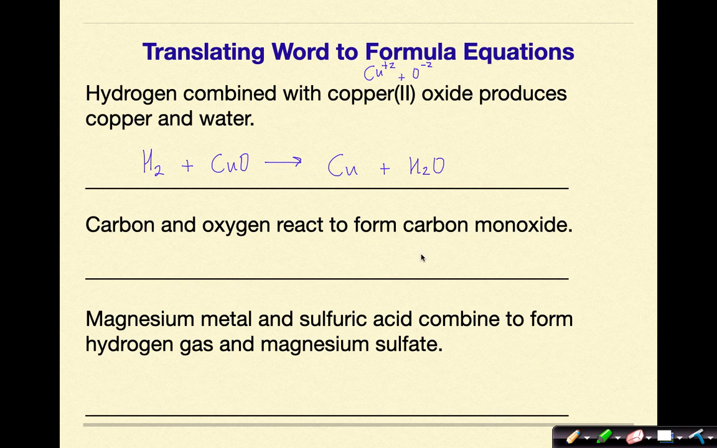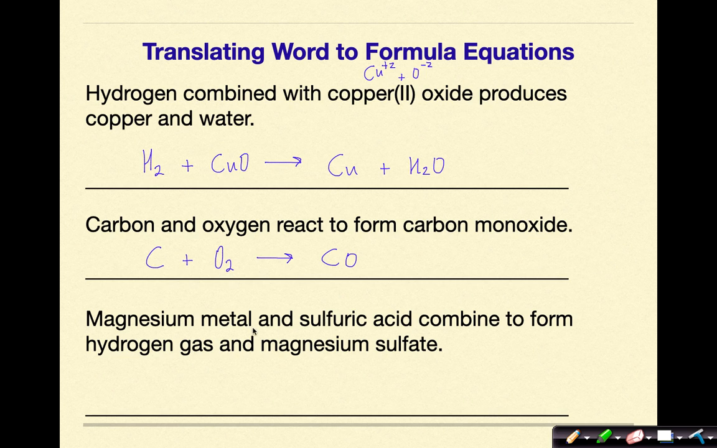Carbon and oxygen react to form carbon monoxide. Carbon is a free element, and oxygen is a diatomic molecule, O2, to form as an arrow, and carbon monoxide is a binary molecular compound whose formula is CO.